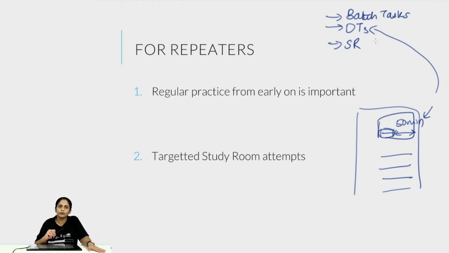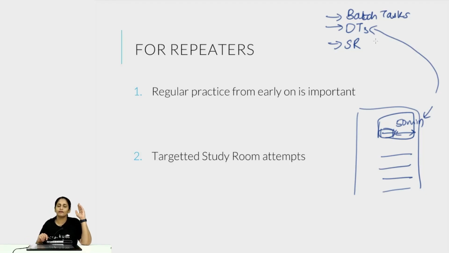So what I want you to do is use that experience as a lesson in self-awareness. Now you should be aware that this is one section that I should target. I should make sure that I do not do poorly in it. So basically whatever time you save by quickly doing batch tasks and daily target, you should then put it into the study room where you should start targeting that one section.